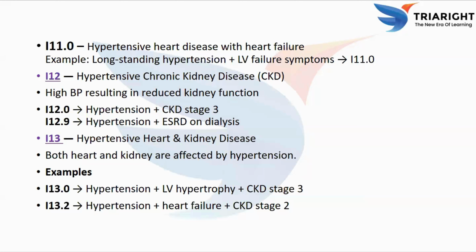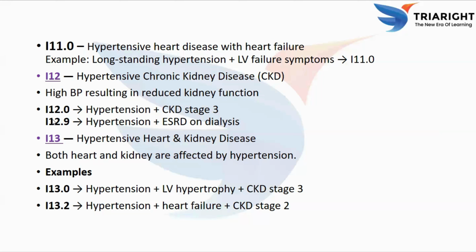So next, coming to the I12 code, nothing but hypertensive chronic kidney disease. So what is the meaning of this? It's a constant high blood pressure that damages the kidney's small arteries, leading to reduced kidney function.